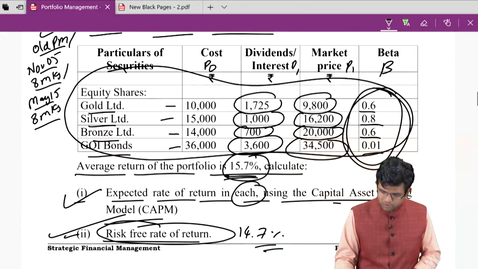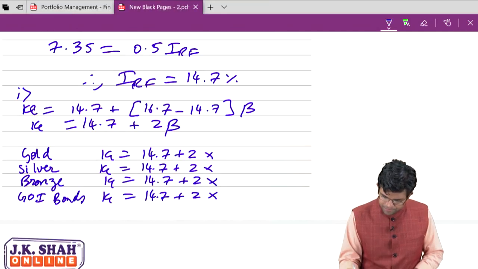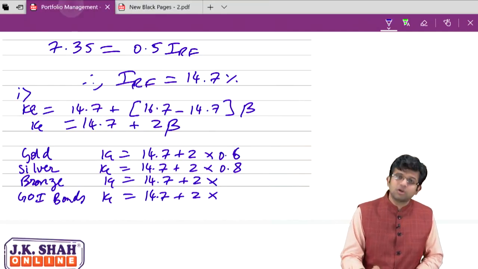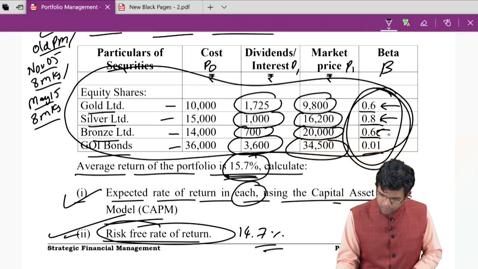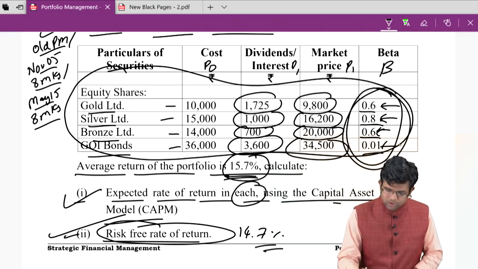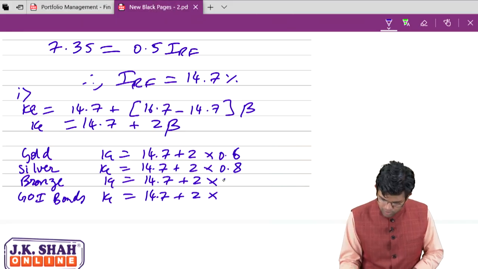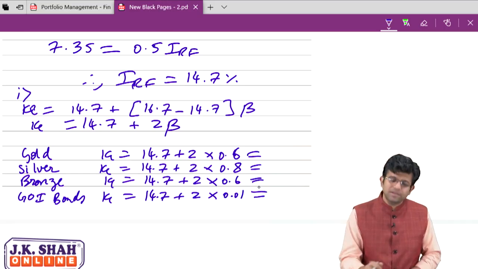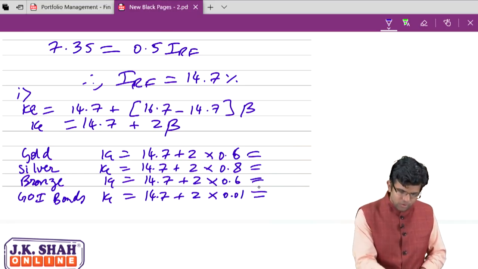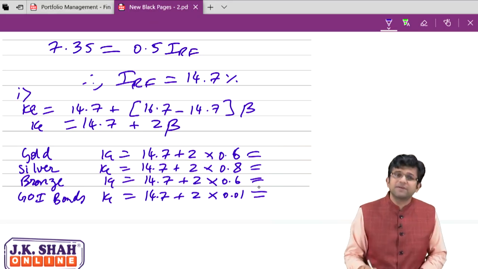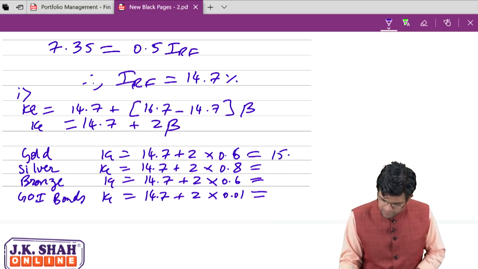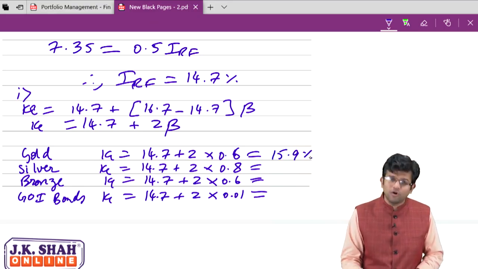Let's take the numbers, students, of the betas. 0.6, 0.8. So I'll write down here 0.6, 0.8. The next 2 betas given to us are 0.6, 0.01. So I'll write down here 0.6, 0.01. Let's now complete this, students. Let's take the calculator. 2 into 0.6 plus 14.7 will give us 15.9%. 15.9% will be the KE for gold.